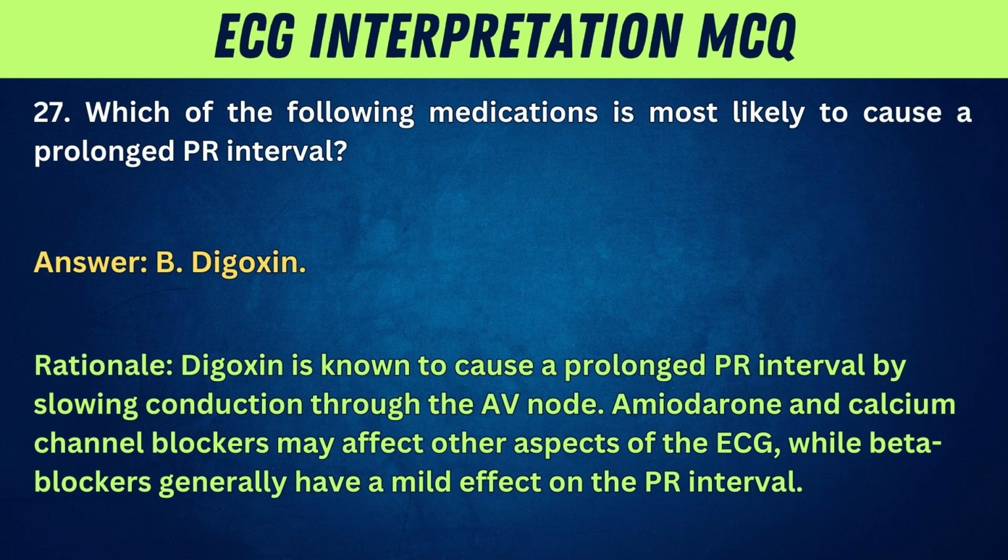Amiodarone and calcium channel blockers may affect other aspects of the ECG, while beta blockers generally have a mild effect on the PR interval.